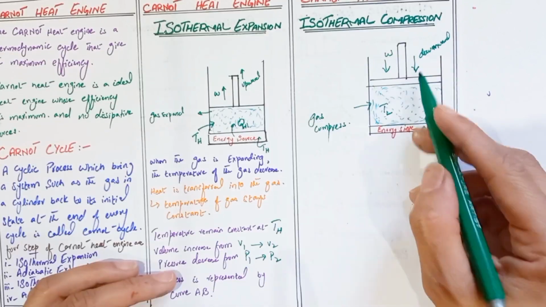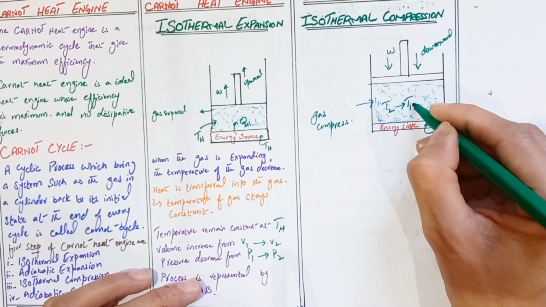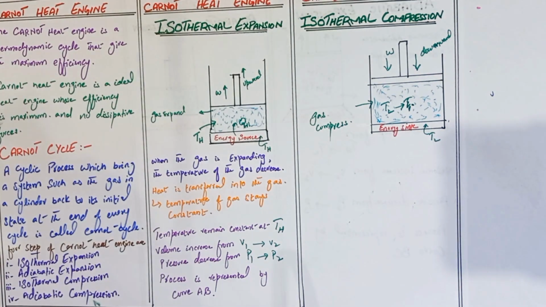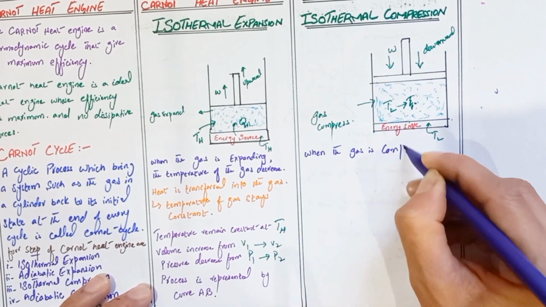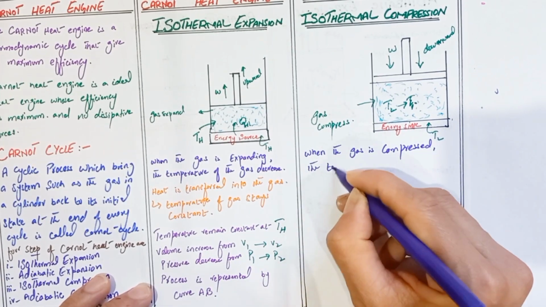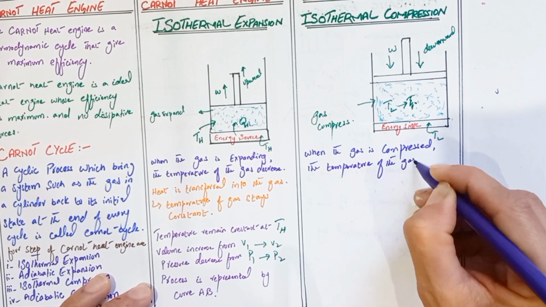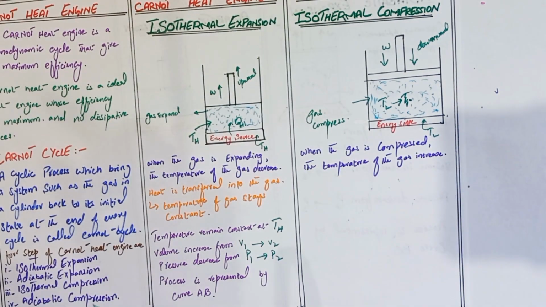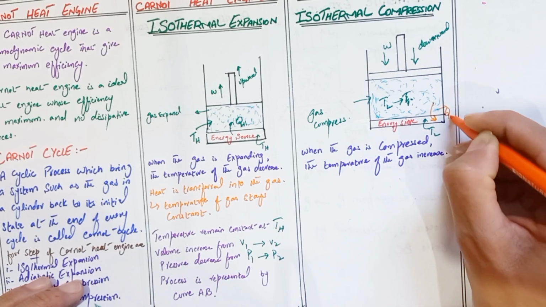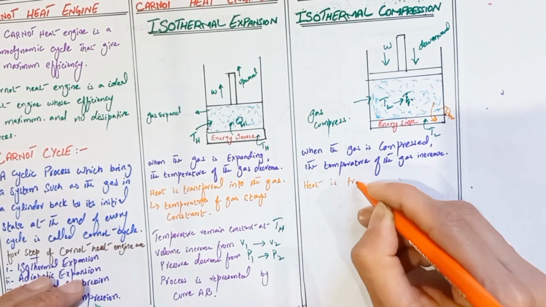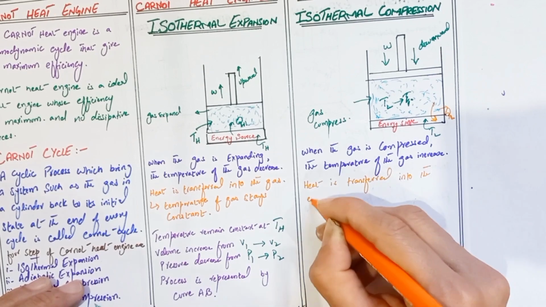When the gas is compressed, the temperature of the gas increases. When the temperature of the gas increases, the heat from the gas is sent into the energy sink, that is QL. Heat is transferred into the energy sink.